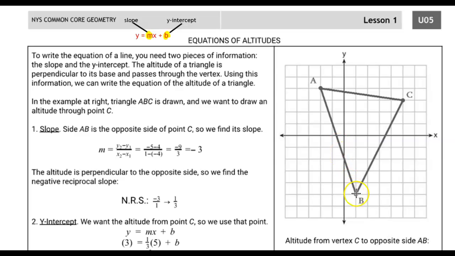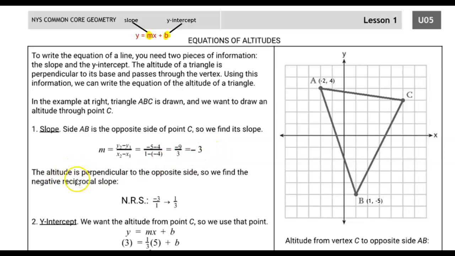Side AB from here to here is the opposite side of point C, so we can find the slope using the slope formula. m is equal to y2 minus y1 over x2 minus x1. So looking at this example, A is negative 2 comma 4 and B is 1 comma negative 5, so we're going to use these values in the slope formula, and we get negative 3 as our answer, or negative 3 over 1, whichever is your pleasure.